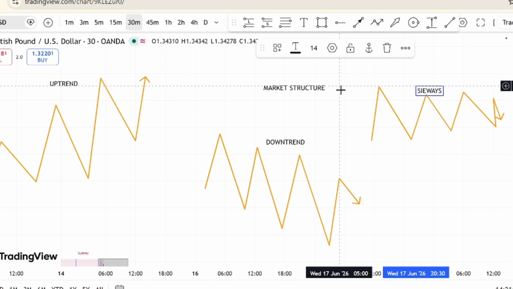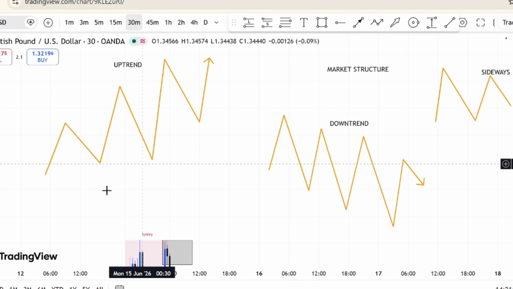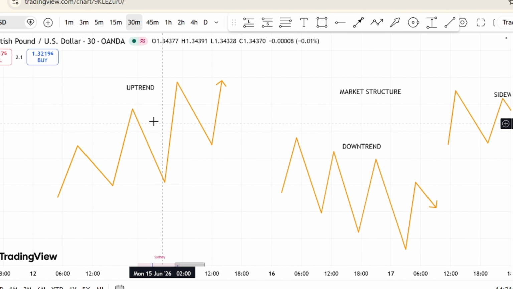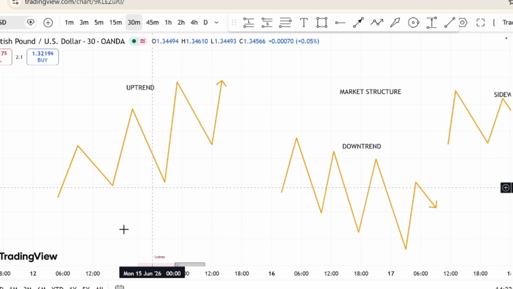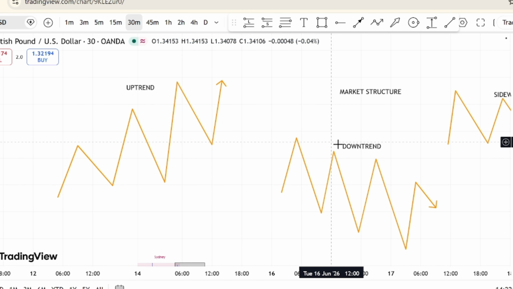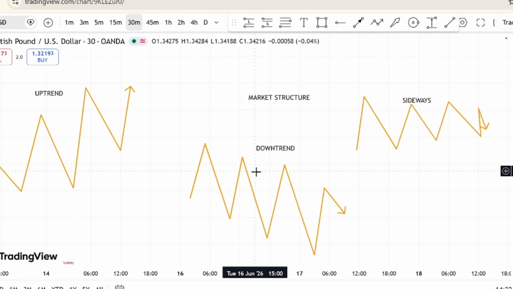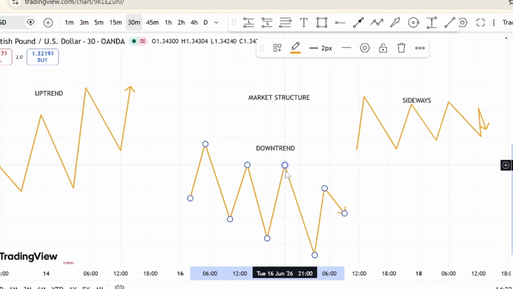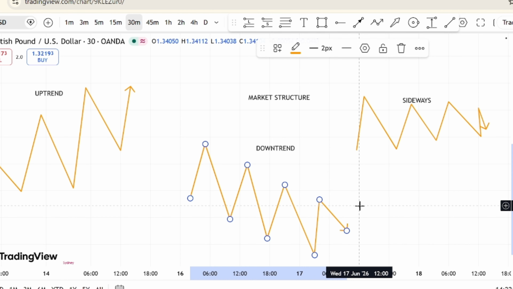So when you open your chart and you find it moving in an uptrend, this means we anticipate for buys. An uptrend means that the price is moving up, so we only have to buy in this type of market. Then in a downtrend, we can only sell. That means that the market is moving downwards.